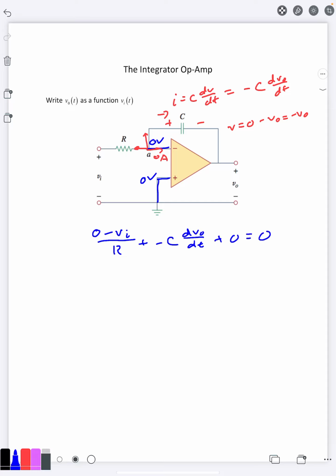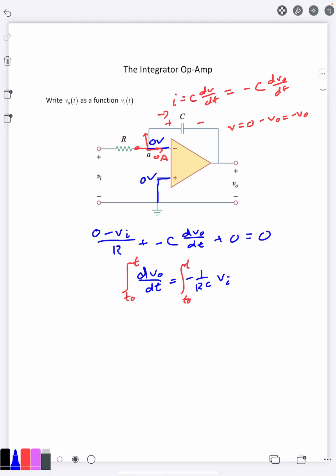So this becomes our starting equation. If I move things around, I would see dV0/dt, move that to the right side, divide by C, it's going to be negative 1 over RC times the input voltage. And if I want to solve for the output voltage, I have to integrate here. So I'll integrate from some starting time to the current time.